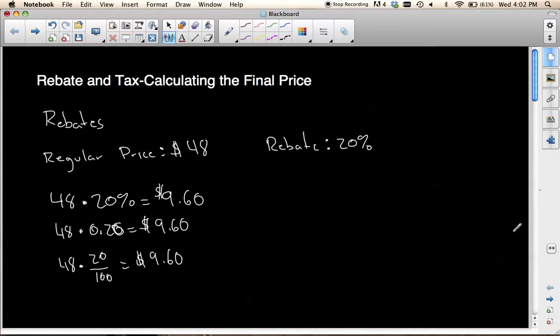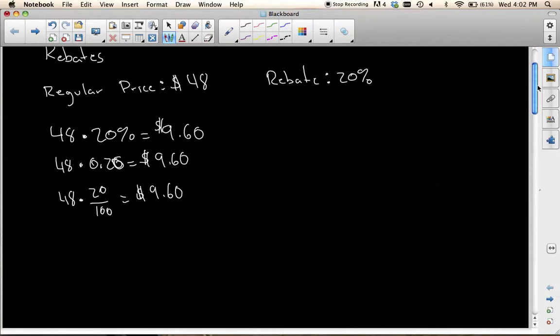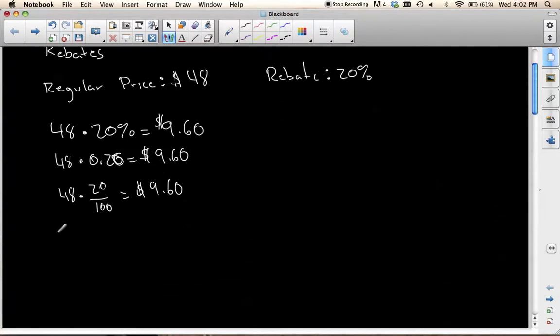But then if I want to figure out the final price, because this just told me how much money I save, I have to take my $48 and subtract the $9.60 from it to figure out what my final price is, which in the end will give me $38.40.